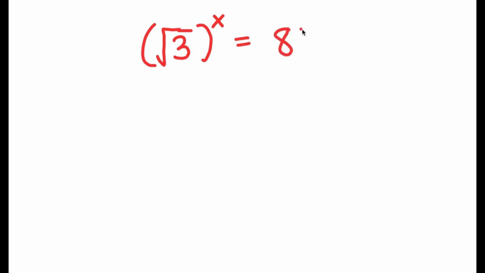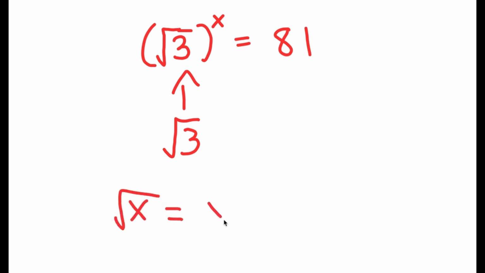Alright, so in this problem, we have the square root of 3 to the power of x is equal to 81. Now, to solve this, I'm going to start here with the square root of 3. So let's just ignore everything else for a second and focus on the square root of 3. Now, the square root of a number, say the square root of x, is the same thing as x to the power of 1/2, because basically the root here is 2, but we just don't write that.